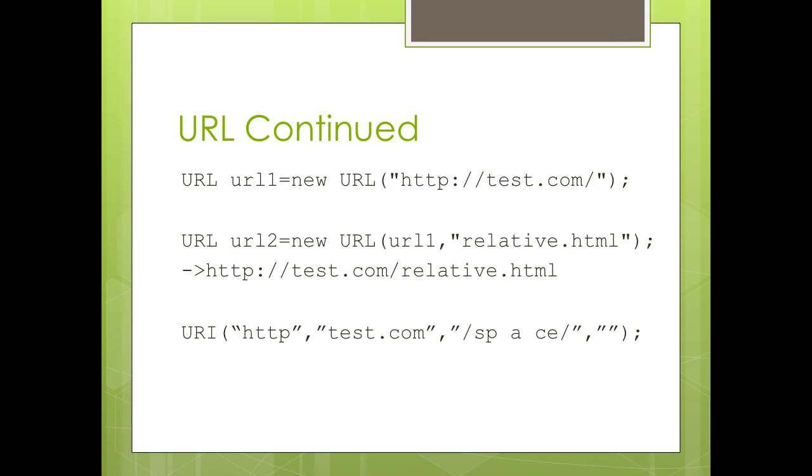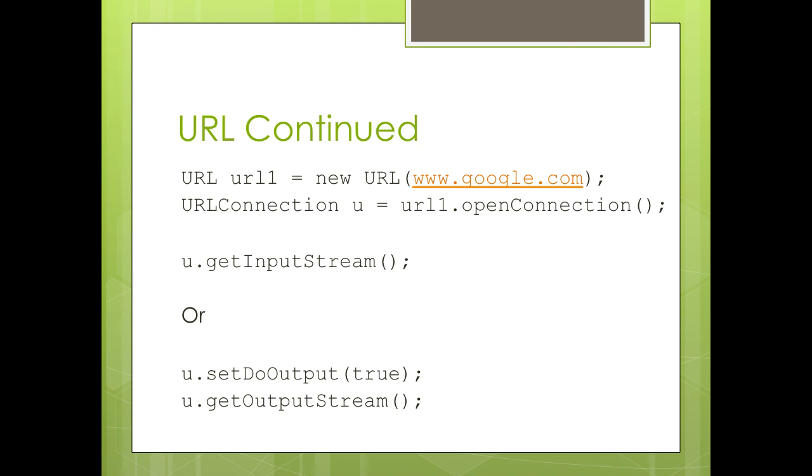You can use URI as shown to put in a URL that has special characters, and it will encode them as needed. From there, you can easily open connections and send and receive data by making URL connections. You use URL's open connection function and then either use getInputStream if you want to read data or getOutputStream if you want to send data.